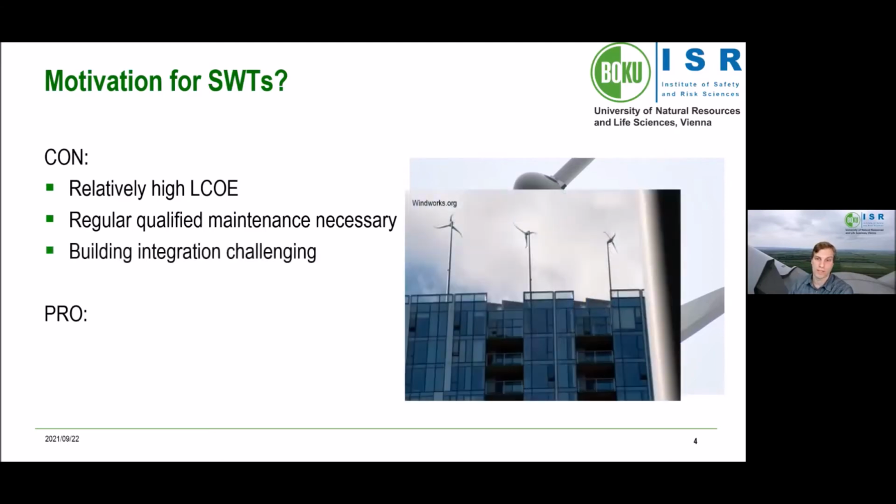Then we have, in the context of urban use, the problem that building integration is really challenging. You have the vibration problems and, of course, licensing and so on issues. So that's probably not why I would go towards small wind.